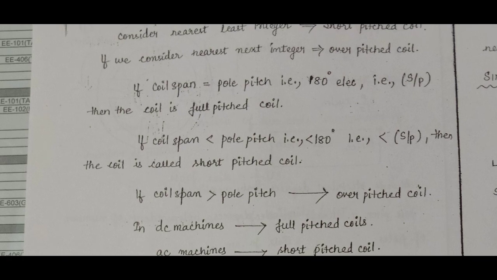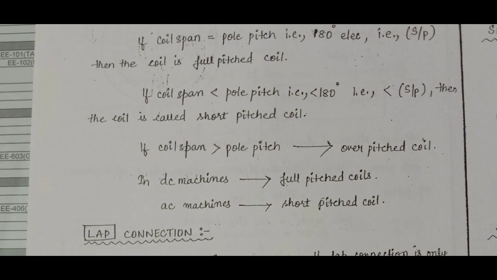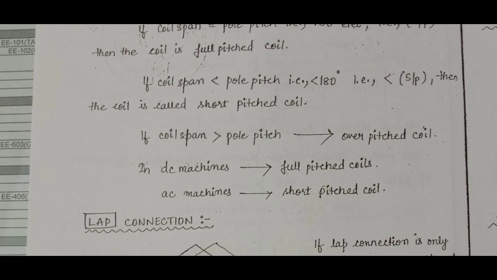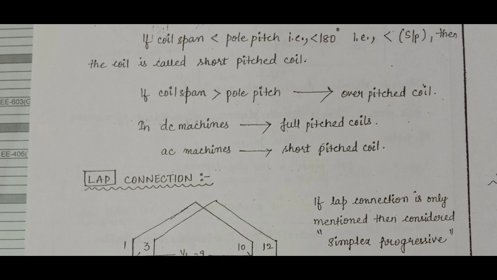So simply, a full pitched coil means the distance measured between two coil sides is equal to 180 degrees. If the distance between two coil sides is less than 180 degrees, then it is a short pitched winding. And over pitch means the distance between two coil sides is greater than 180 degrees, then it is an over pitched winding.